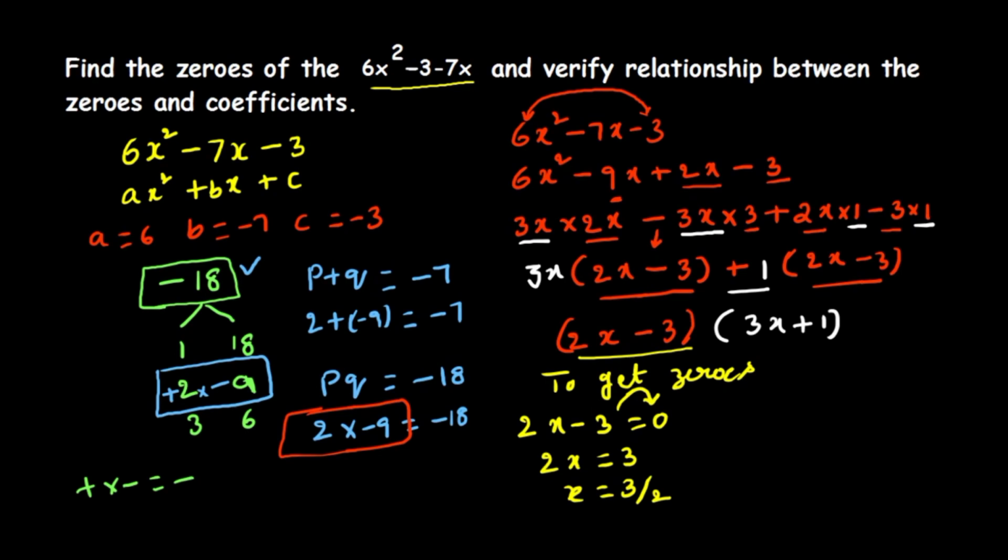And one more, we have 3x plus 1 equal to 0. So plus 1 becomes minus 1. Then 3x equal to minus 1, x equal to minus 1 by 3. So this is beta. Okay, now we move into the next page.